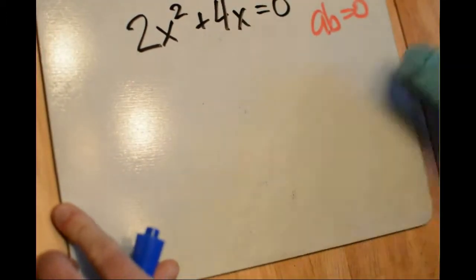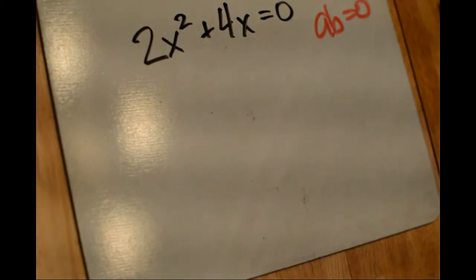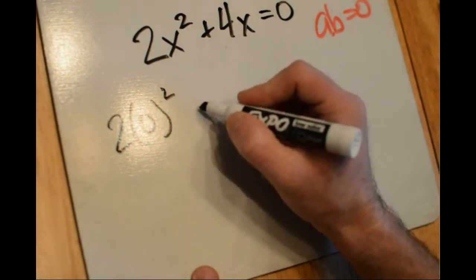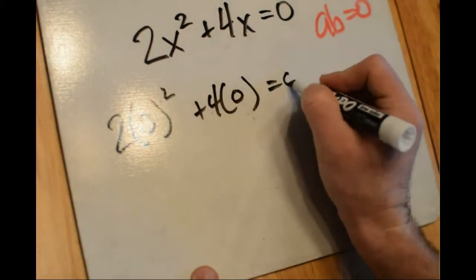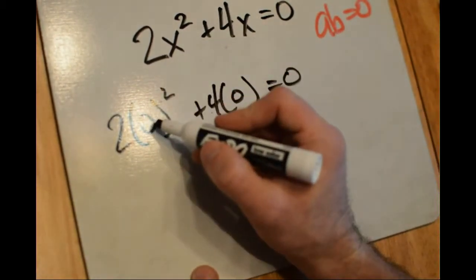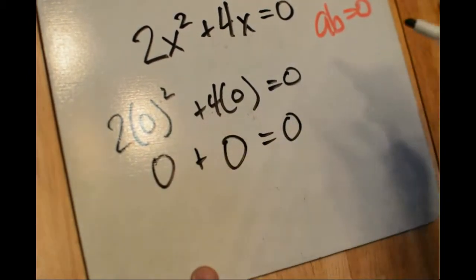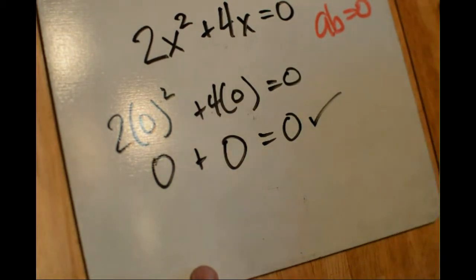So we've got x equals 0 and x equals negative 2. If I substitute in 0, I have 2 times 0 squared plus 4 times 0, and that should equal 0. Well, 0 squared is 0 times 2 is 0, plus 4 times 0 is 0, and 0 plus 0 equals 0. So that one worked.